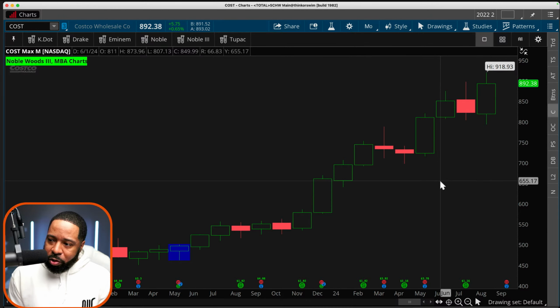You could use your indicators. You could use a system to try to predict where Costco is going, but it's pretty pricey. I don't think the average person would be able to buy 100 shares. It's 900 times 100. That's some money, right? So you can use options.